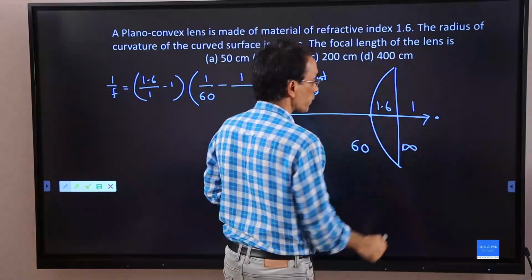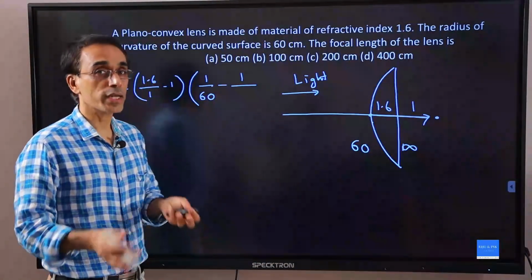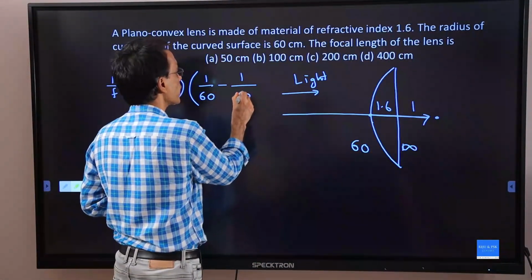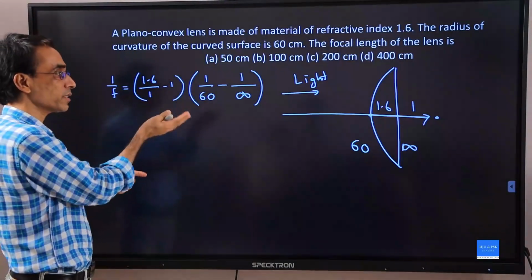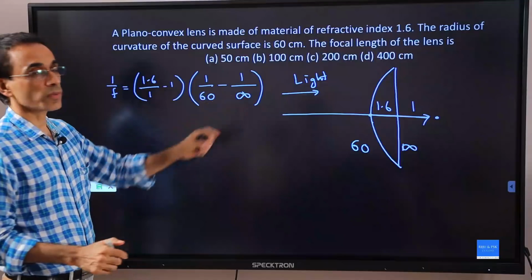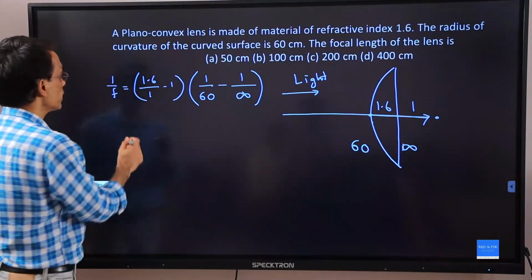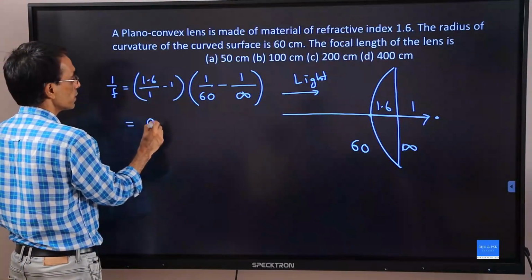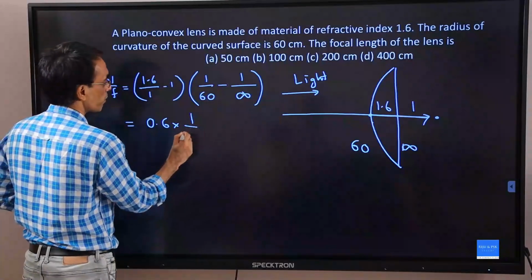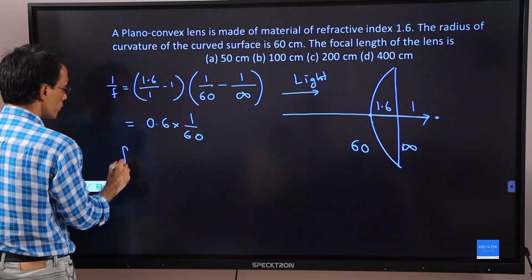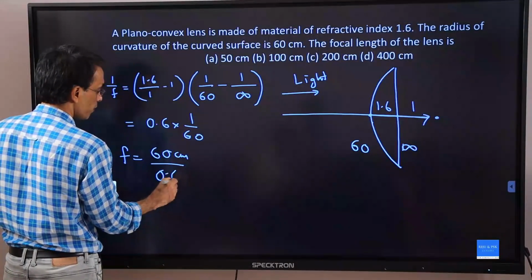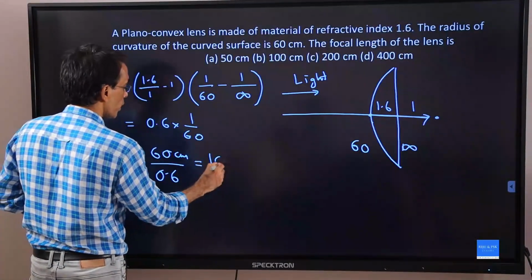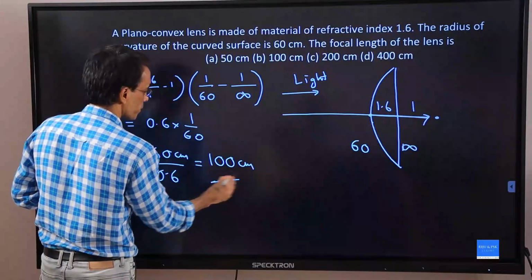It's a plane surface, so whether you measure it as minus infinity or plus infinity doesn't make any difference. So I reversed the light. Light is now incident on the convex side, and this is what I write. Hope it's clear. This gives me 0.6 into 1 by 60. So f equals 60 centimeters by 0.6, which gives you 100 centimeters.